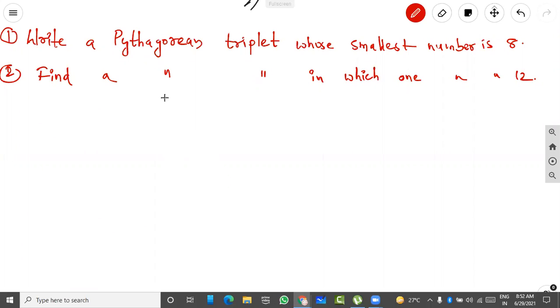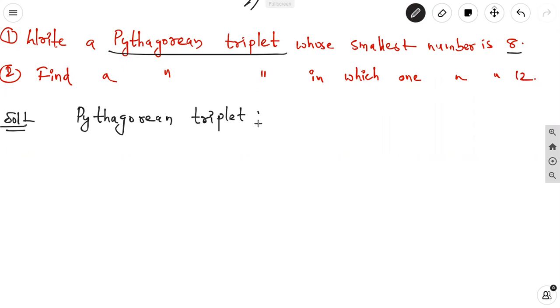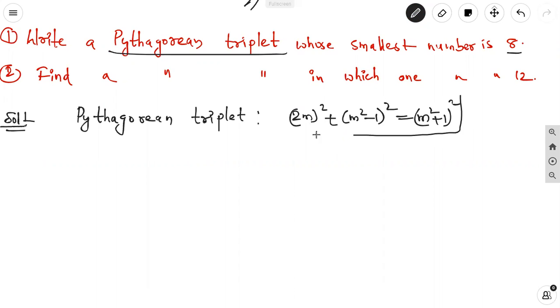Let us discuss some problems on Pythagorean triplets. The first problem is: write the Pythagorean triplet whose smallest number is 8. First we can write the Pythagorean triplet relation: (2m) whole squared plus (m squared minus 1) whole squared equals (m squared plus 1) whole squared. This is the relation of the Pythagorean triplet.